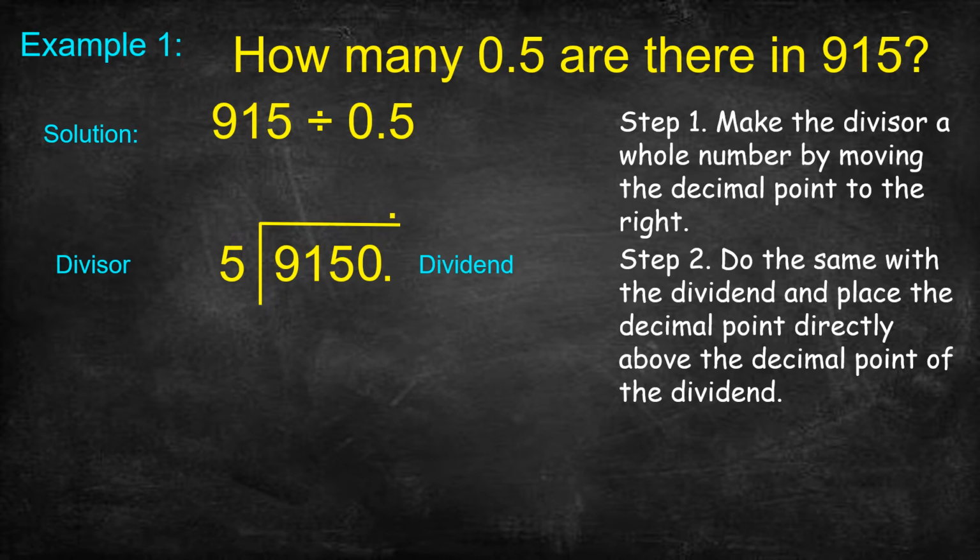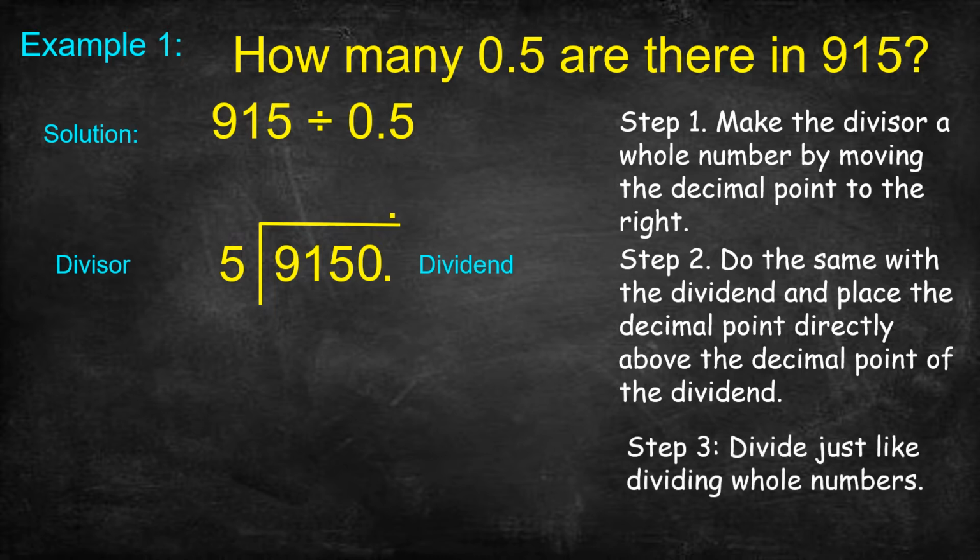And then, for our step number 3, divide just like dividing whole numbers. So, para lang tayo nagdi-divide ng whole numbers. So, i-divide natin yung ating unang digit, which is 9. 9 divided by 5. So, ilan daw 5 meron kay 9? And that is only 1. So we are going to put 1 above the number 9. And then 1 times 5, that is equal to 5. And then we are going to subtract. 9 minus 5 is equal to 4.